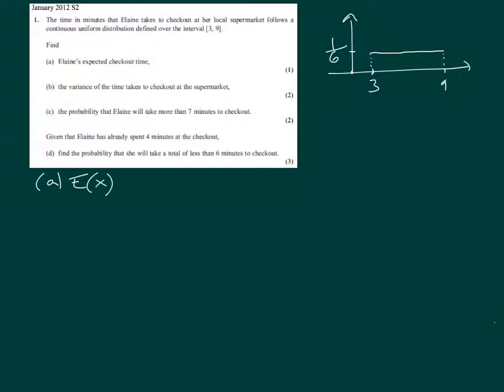So the expectation of x is a plus b over 2. So that's 3 plus 9 over 2, which is 6. And 6 is the midpoint of this PDF. So that's why it's the expectation of x. Now let's look at the variance.